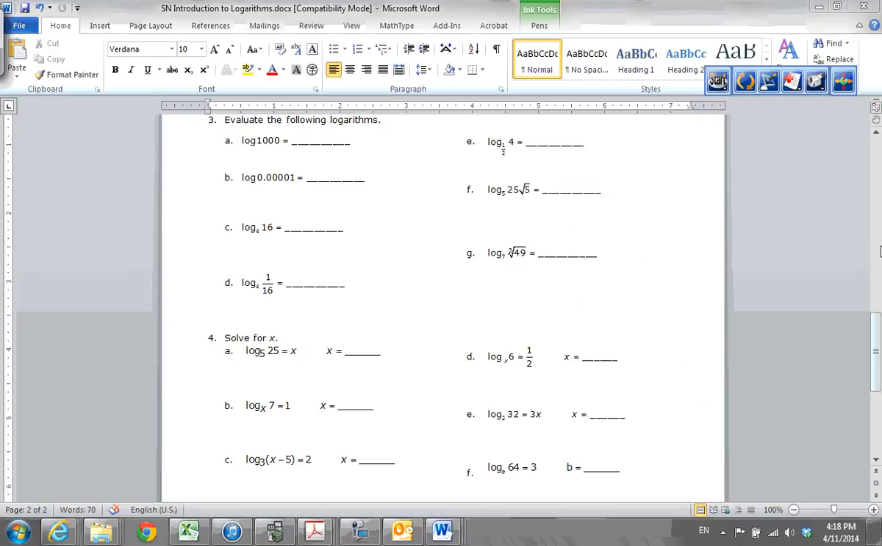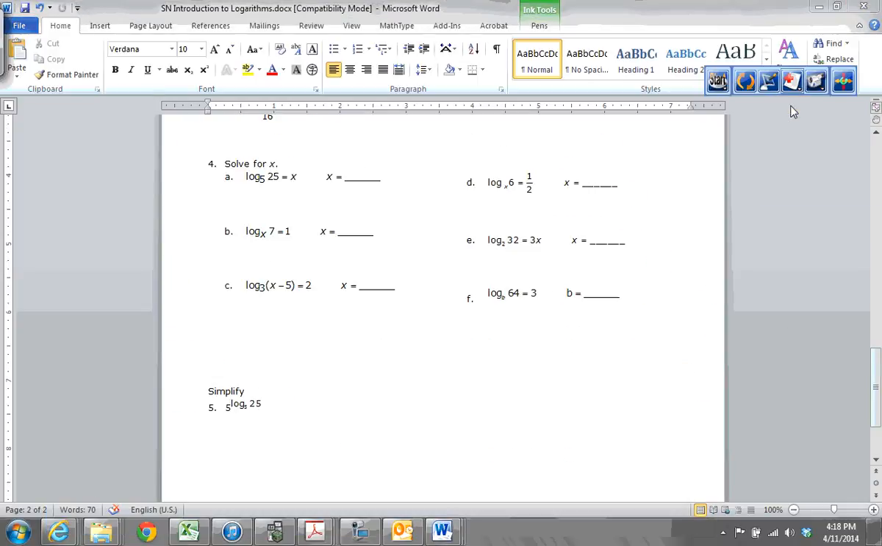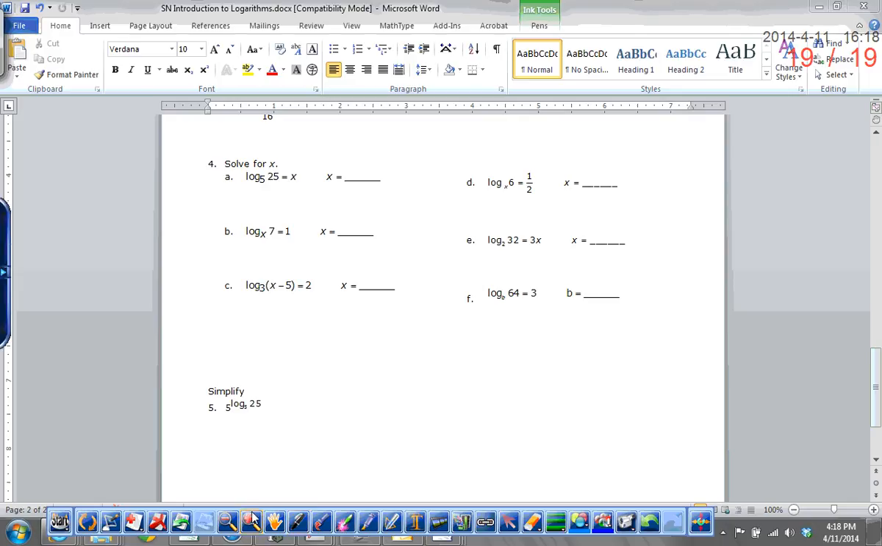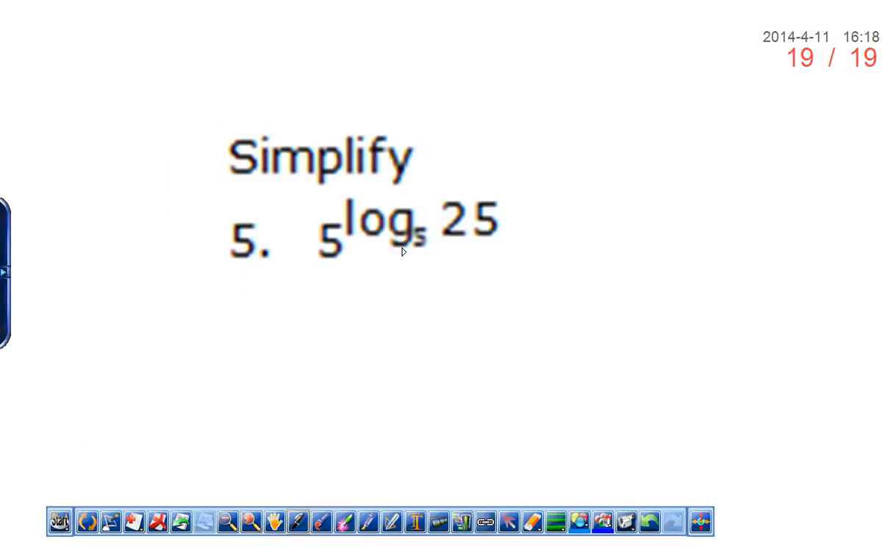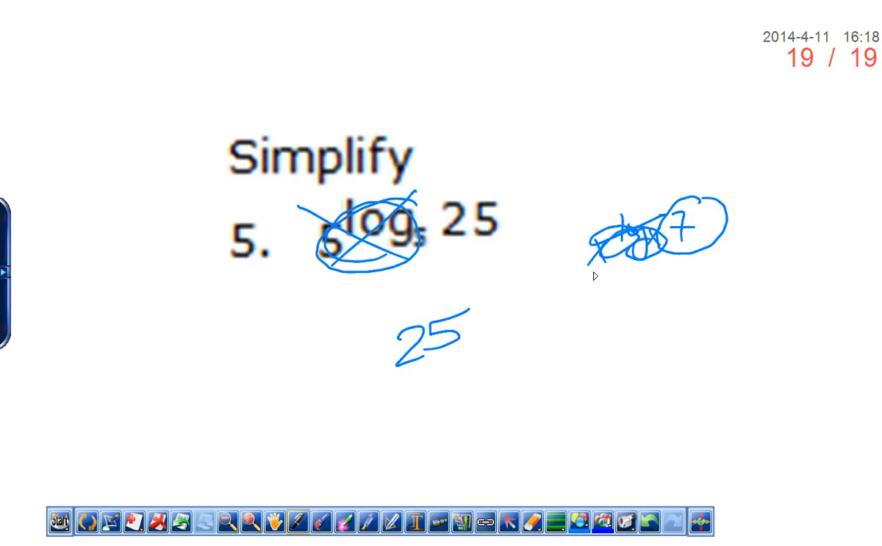4. Last thing on here, anytime you have a number being raised to a log of the same base number, all this junk cancels out and you just get 25. So if you have x log base x of 7, all that junk cancels out, answer is 7.